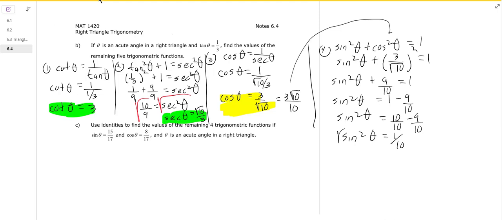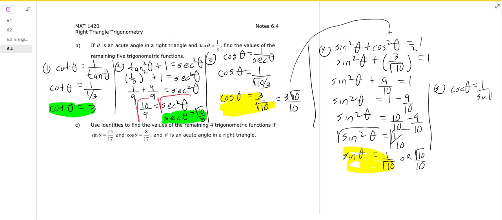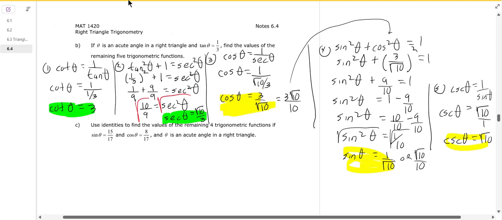Then I'll do my square root property, so I'll get the answer. The sine theta equals 1 over square root of 10, or that would be square root of 10 over 10. So that gives that trig function. And then the last thing that we could do is the cosecant is the reciprocal of the sine. So just turn it upside down. So the cosecant theta would be square root of 10 over 1, which would just be square root of 10. These are exercises that are helping you learn your identities. That's the purpose of this at this stage.